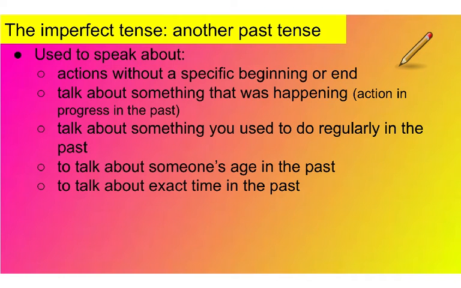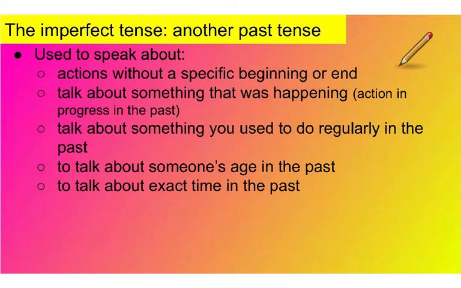Now, let's get into another past tense. This is the imperfect tense. The imperfect ends up being used more commonly than the preterite tense. We use the imperfect tense to speak about actions that are in the past, but we do not have a specific beginning or an end. We're not sure when it happened.